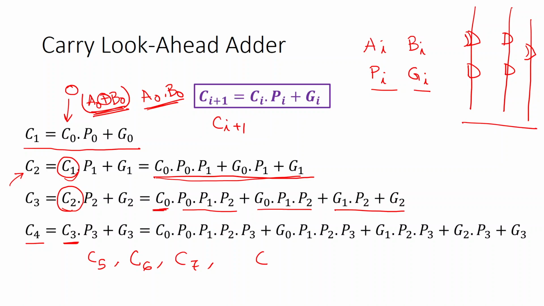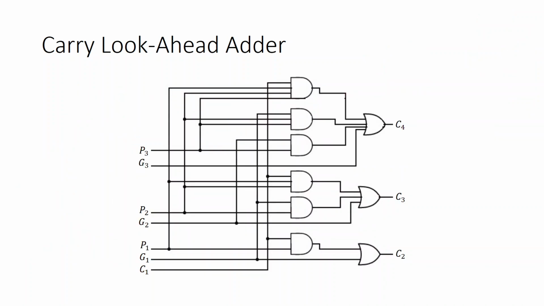So now you are able to get all the carry outs by only 3 levels of gate operations, and you have already got the sum because your PIs are the sum. Now you see how to implement this circuit. So this is the circuit. Basically, this is the circuit of the carry look ahead adder.